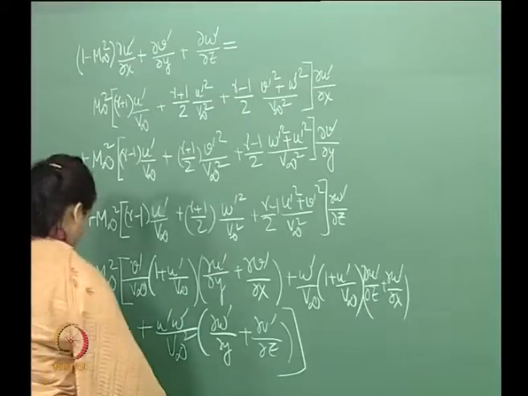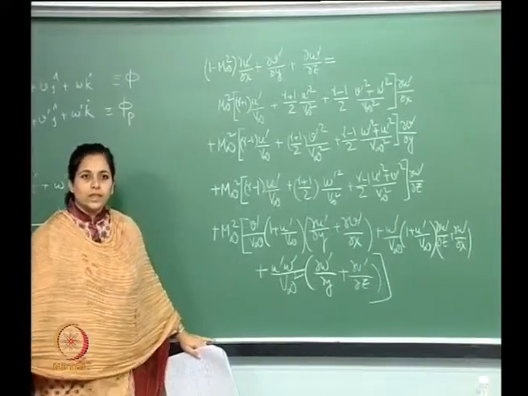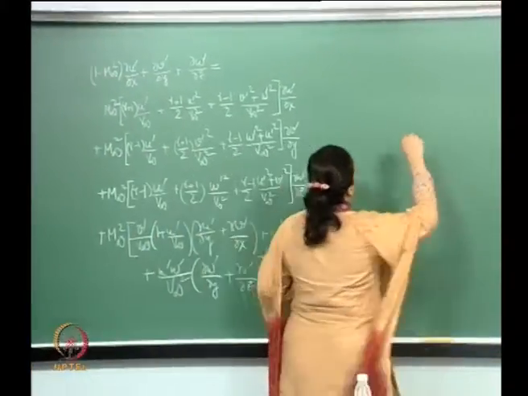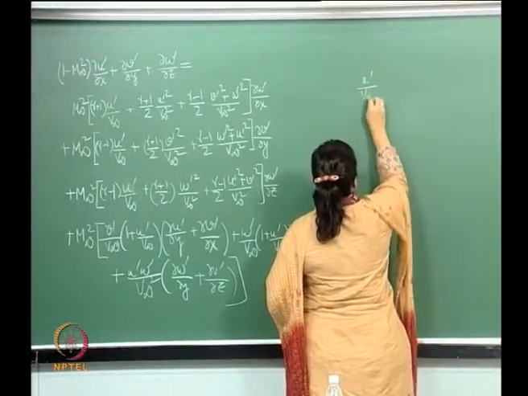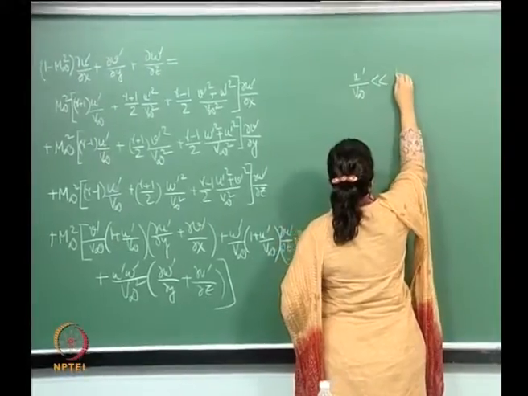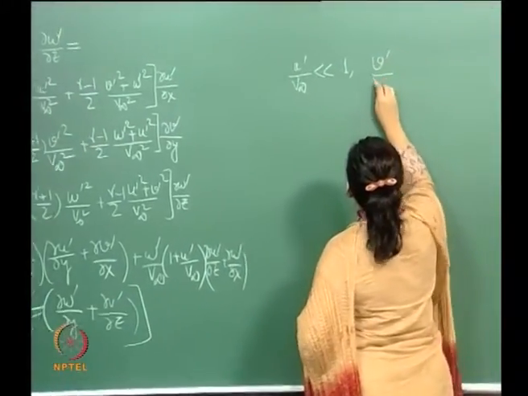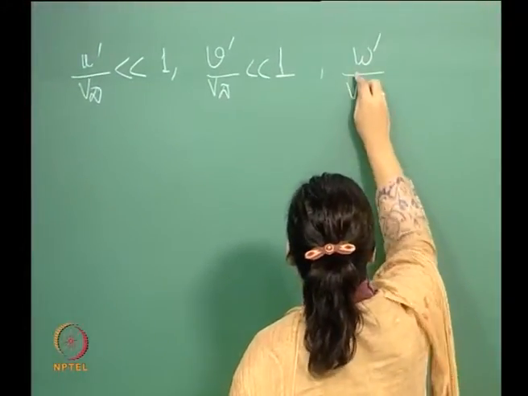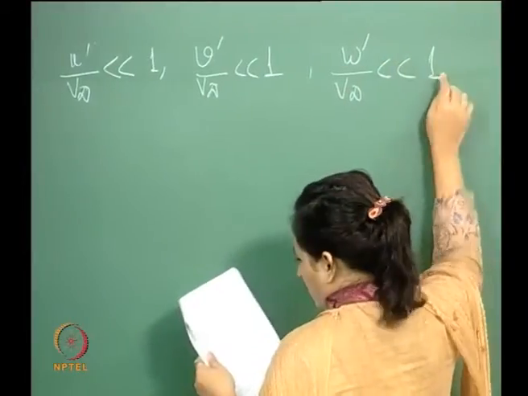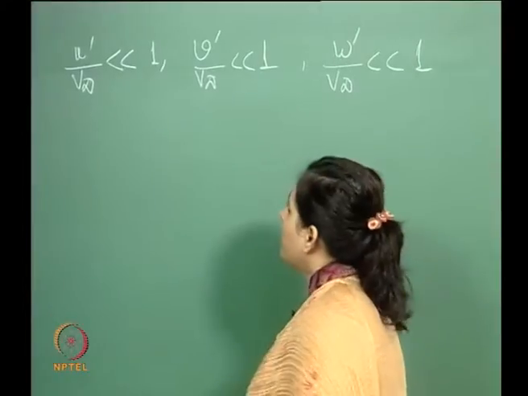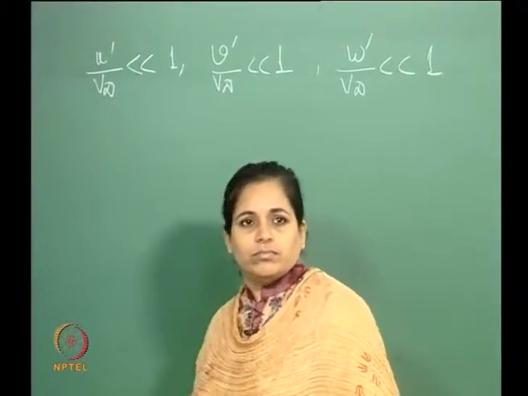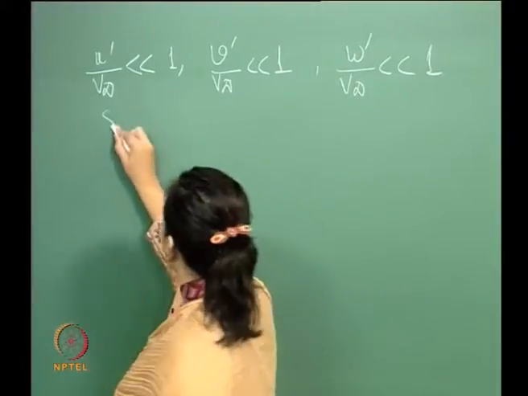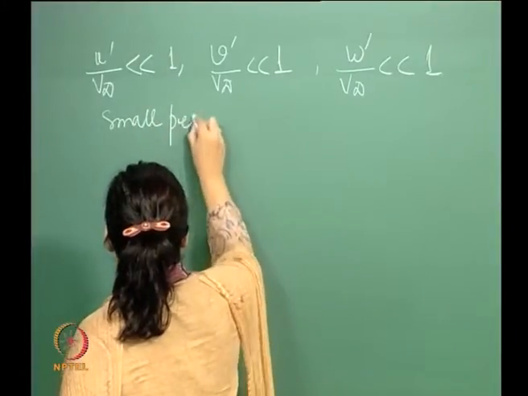So what we are going to do over here is bring in the small perturbation theory. Small perturbation theory essentially means that the perturbations are small, and hence their squares and higher orders will be negligible. This is my small perturbation assumption.